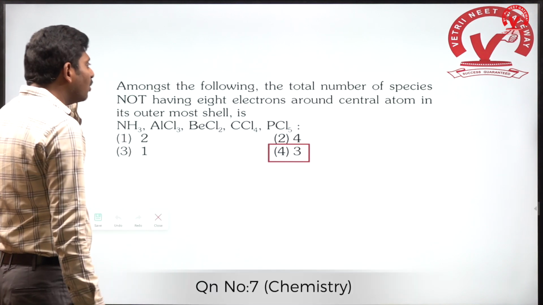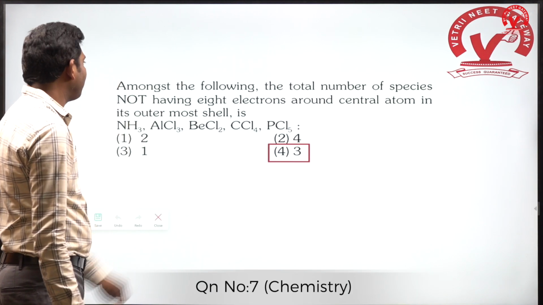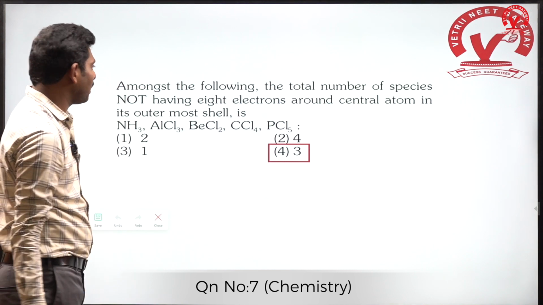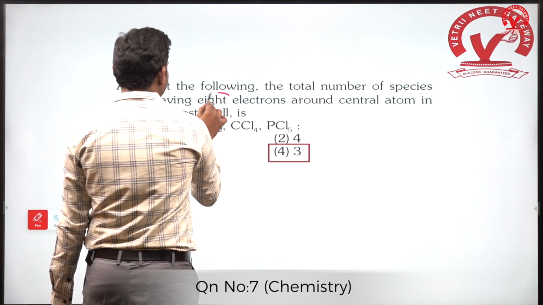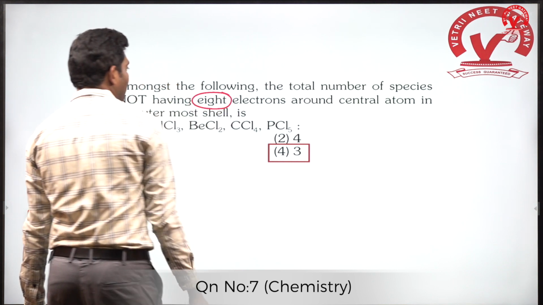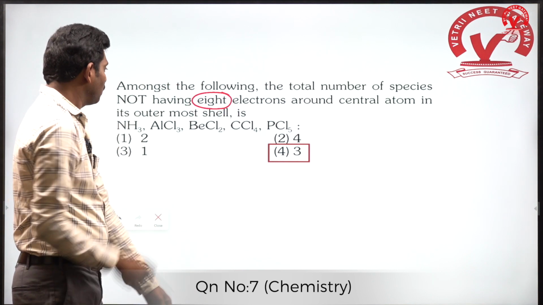Among the following, the total number of species not having 8 electrons around the central metal atom in its outermost shell. So 8 electrons means noble gas configuration. Lewis structure.